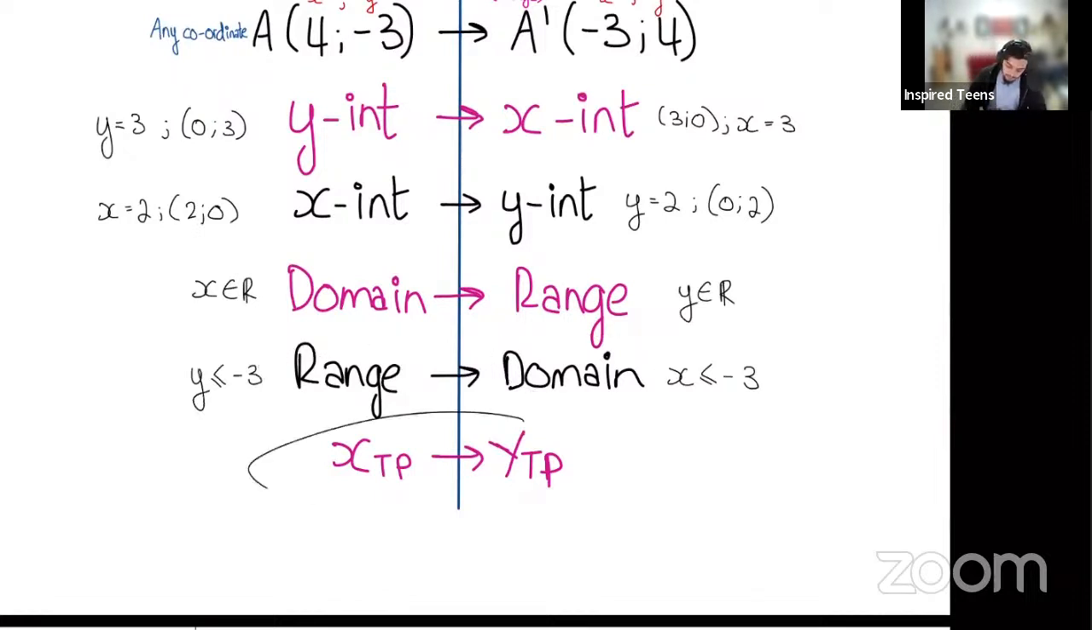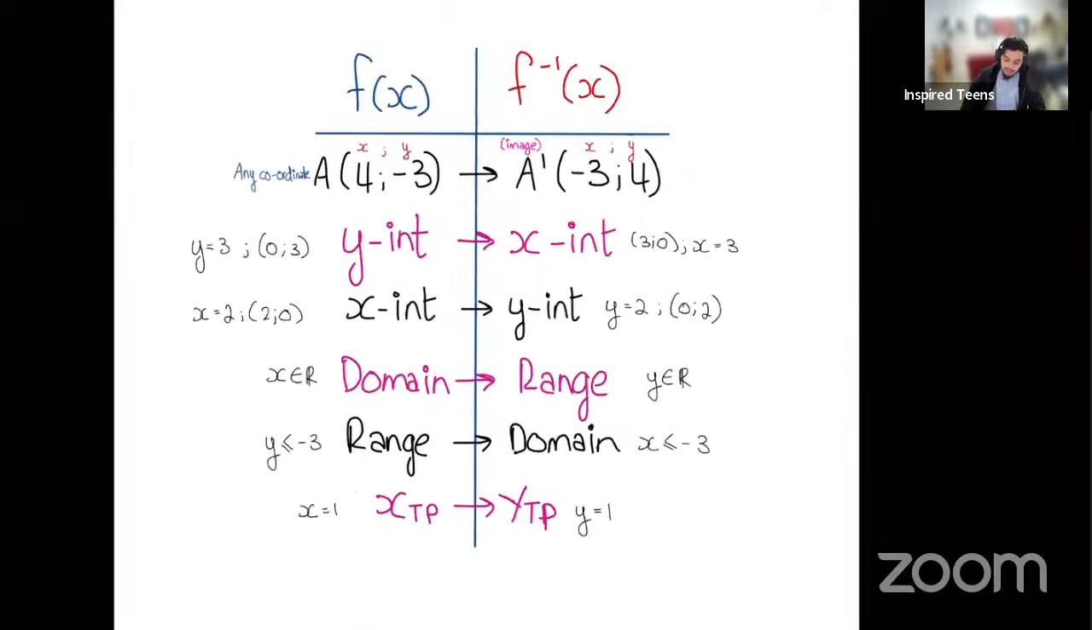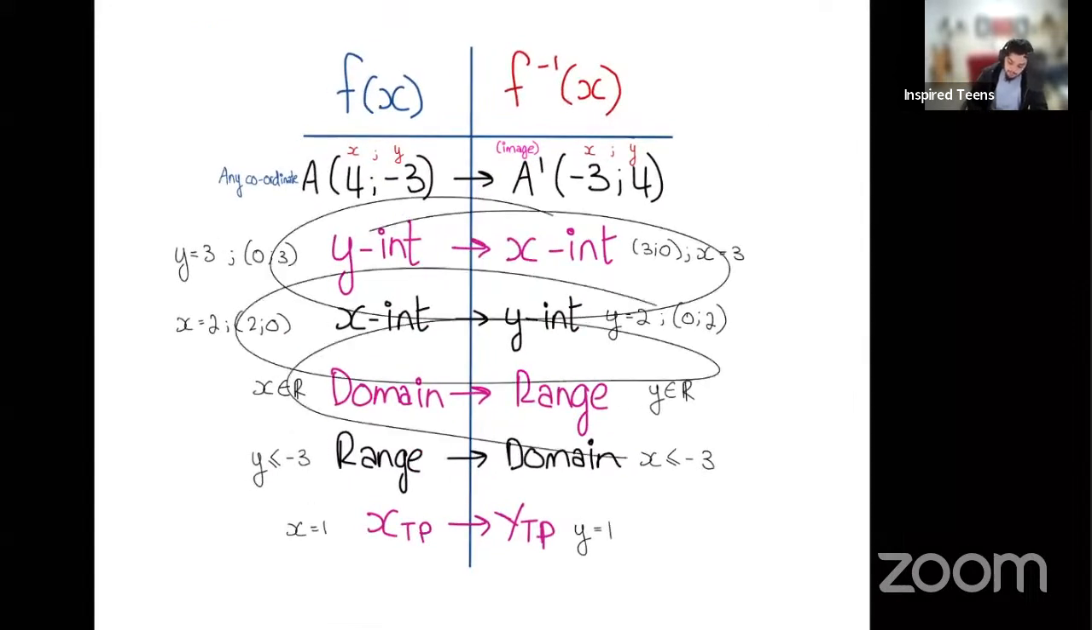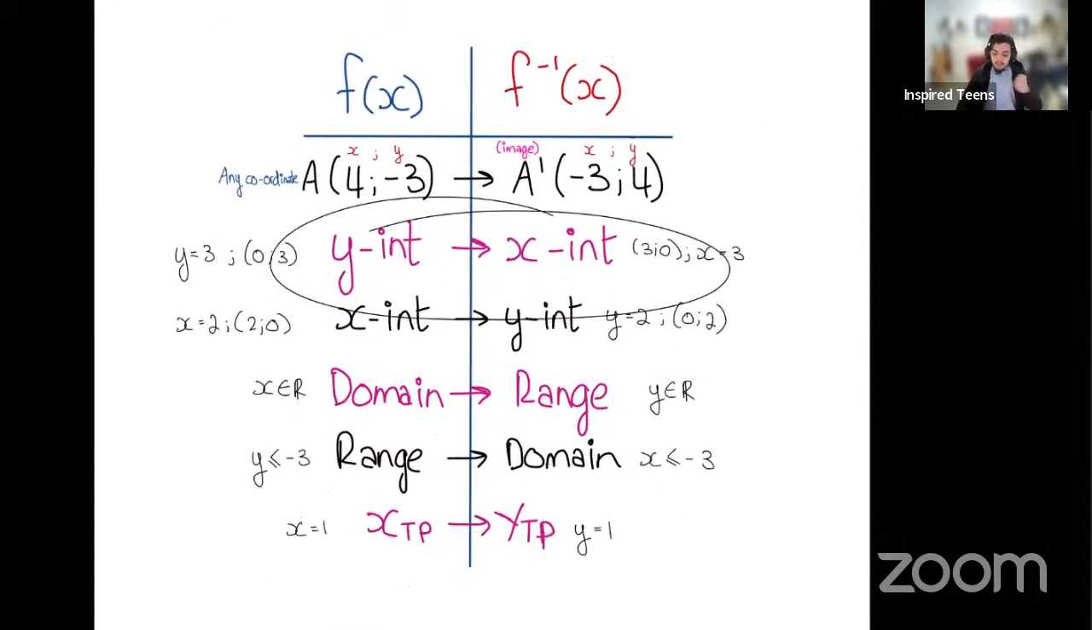Then we talk about turning points in the case of a parabola. The x-coordinate of the turning point actually becomes the y-coordinate of the turning point. So if the turning point is x is equal to 1, then the turning point of the inverse is y is equal to 1. Please note that these work both ways. Whether you know the coordinate on the inverse, you should be able to get the coordinate on the regular function, and if you know the coordinate on the regular function, you should be able to get the coordinate on the inverse. So it works both ways.